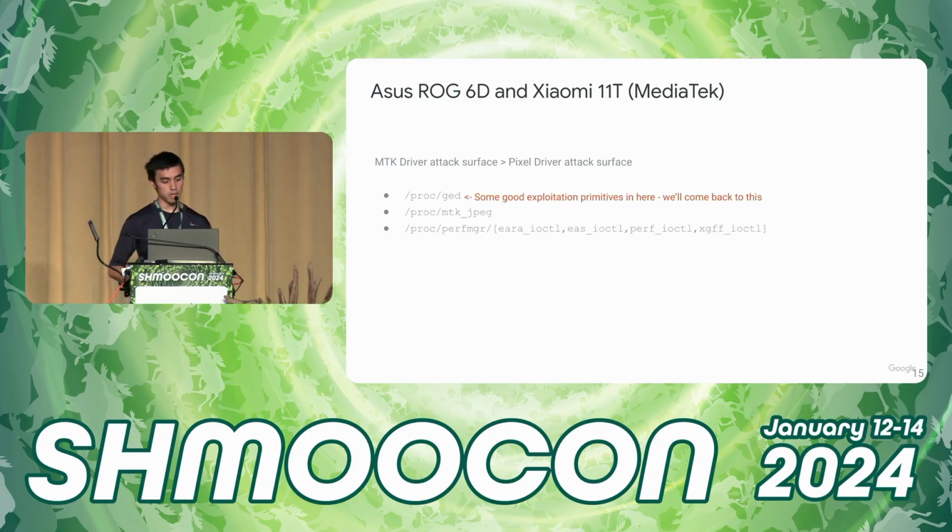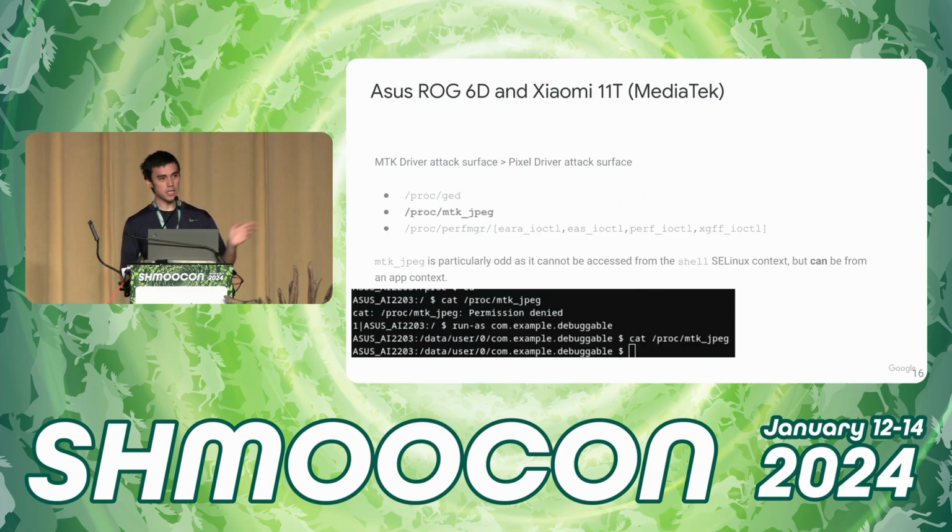GED, which we're going to discuss a little bit later because there were some great exploitation primitives in here. The MTK JPEG driver, and also this perfmgr driver that I talked about earlier. The MTK JPEG driver in particular stood out for me. It was odd because you could not access it from the shell context, but it could be accessed from an app context. And here you can see I try to access the file from the shell context. I fail. I change to an app context, and then I am able to access the file, which is very odd. I decided to do a little bit more research into what this driver and the source inside of it might look like.